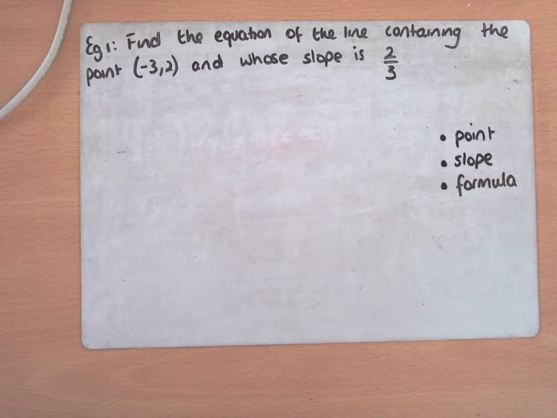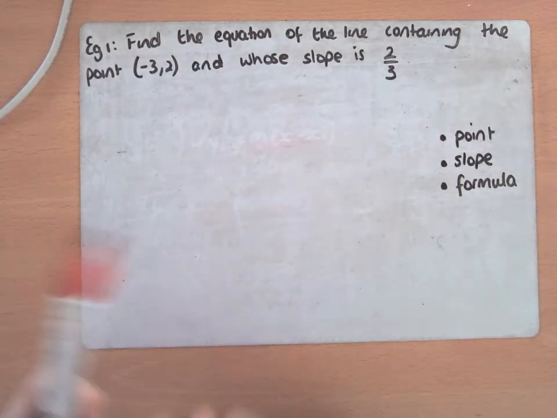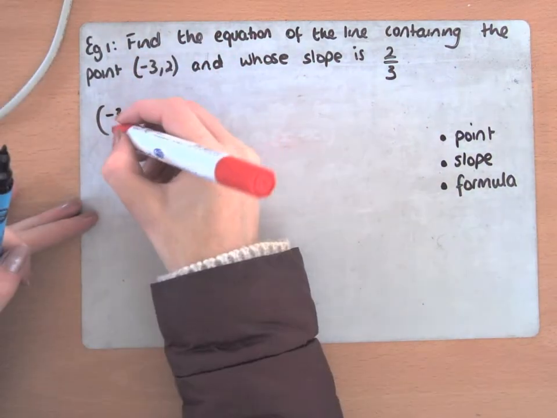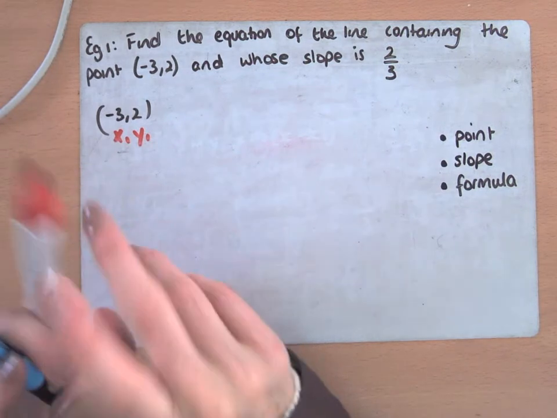Okay, so find the equation of the line containing the point minus 3, 2, and whose slope is 2/3. So you need to remember, I need three things. I need a point, I need a slope, I need my formula. Okay? So, do we have a point? What point? Okay, so minus 3, 2 is my x1, y1, isn't it?